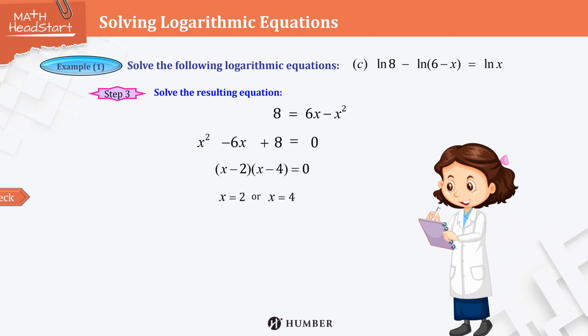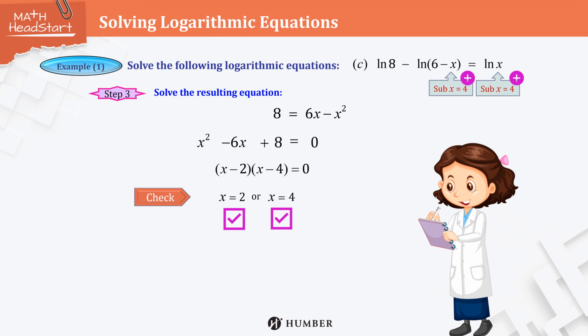Again, we should check the solutions using the original equation. First, substitute one of the solutions, 2, into each x. We can see the arguments of the logarithms are both positive. Similarly, substitute the other solution, 4, into each x. Both arguments are positive as well, and both 2 and 4 satisfy the equation. Therefore, the solutions are 2 and 4.